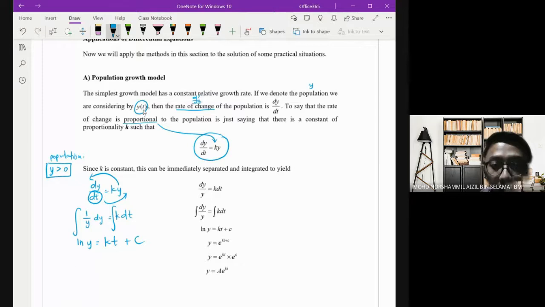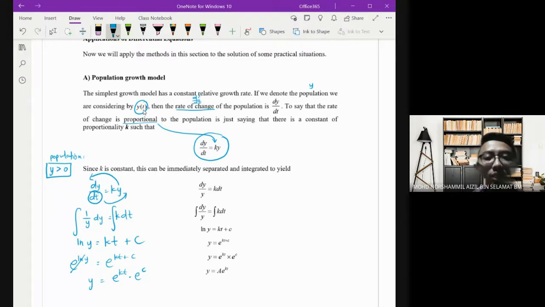So we add exponential on both sides. Exponential all together on the left hand side, exponential all together on the right hand side. That's why you obtain exponent and ln cancel off. So y only exponential kt plus c, the power plus, so we can split, becomes times exponential c.